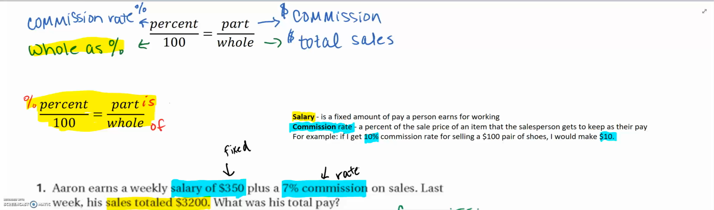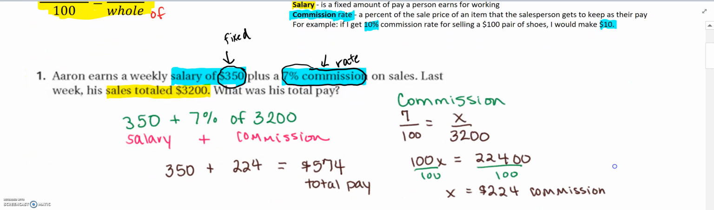So the whole idea here is that we're going to be adding the salary plus the commission. So we're going to be adding $350 plus the commission, but you don't add plus 7%. You have to figure out what 7% of the $3,200 is, right? In order to add all that together. So let's look at how we would do this. We have 350 plus 7% of 3,200 gives the total pay. So 350 is the salary. 7% of 3,200 we have to figure out using a proportion.